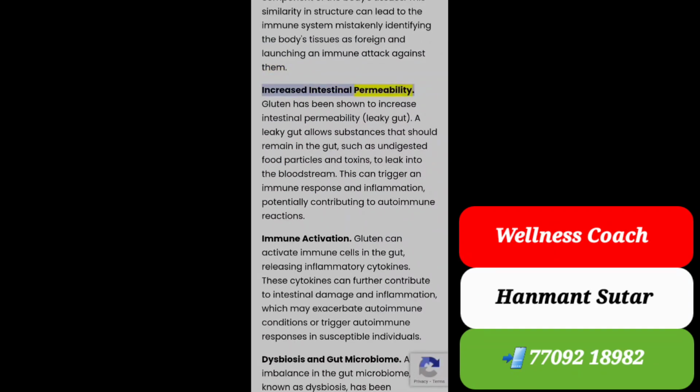Increased intestinal permeability. Gluten has been shown to increase intestinal permeability, or leaky gut. A leaky gut allows substances that should remain in the gut, such as undigested food particles and toxins, to leak into the bloodstream. This can trigger an immune response and inflammation, potentially contributing to autoimmune reactions.